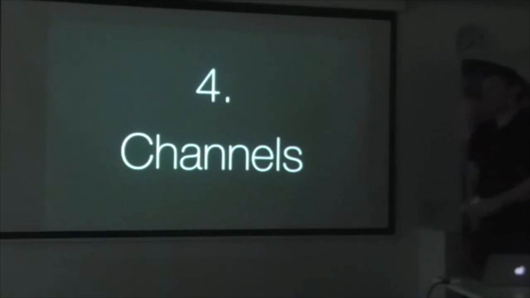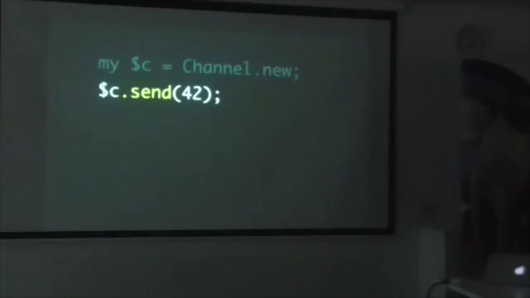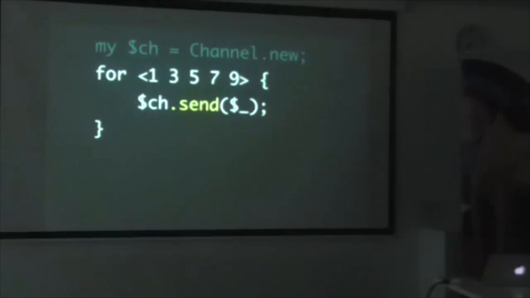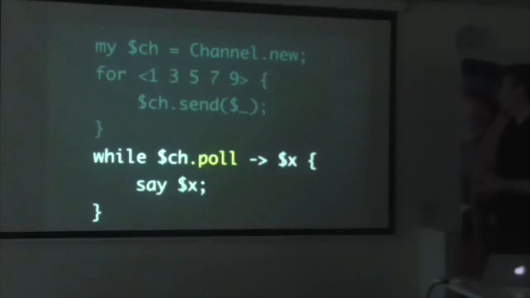Now, what I call the implicit features of Perl 6 for concurrency. Channels: it's almost the same thing as in the Go language. So you create the channel and you can send data to it and you can receive it. This simple example is useless, because you send and you receive at the same time. But you can, for example, first send, this is a kind of a stack, and then you can pull everything that is already there.